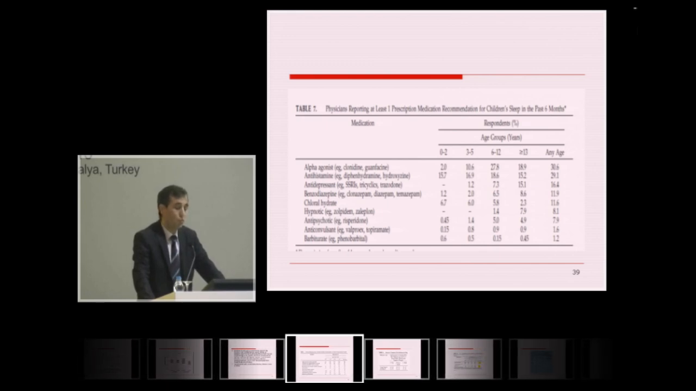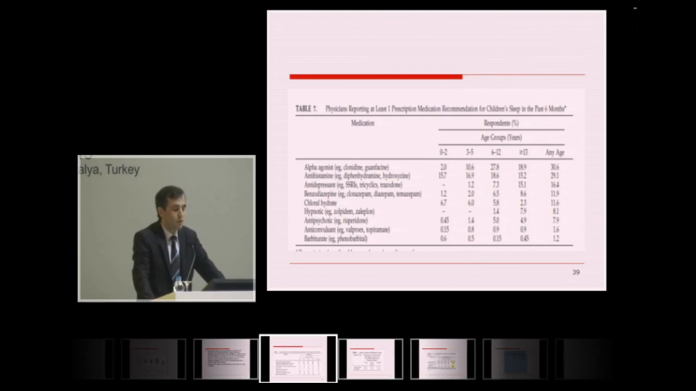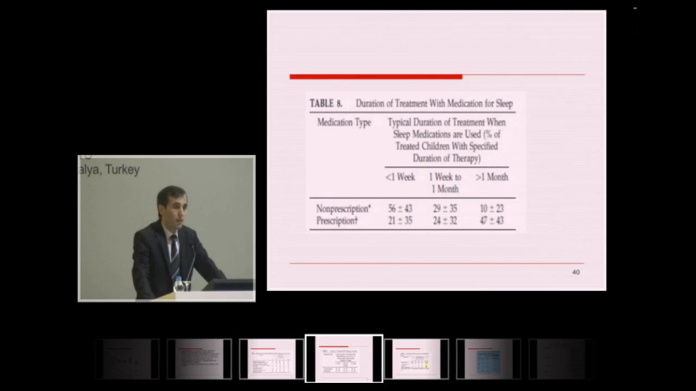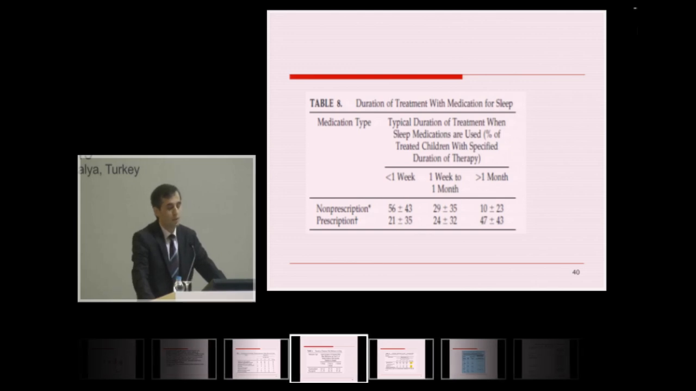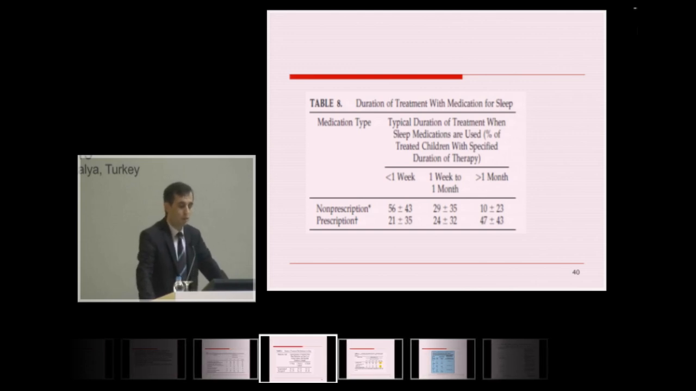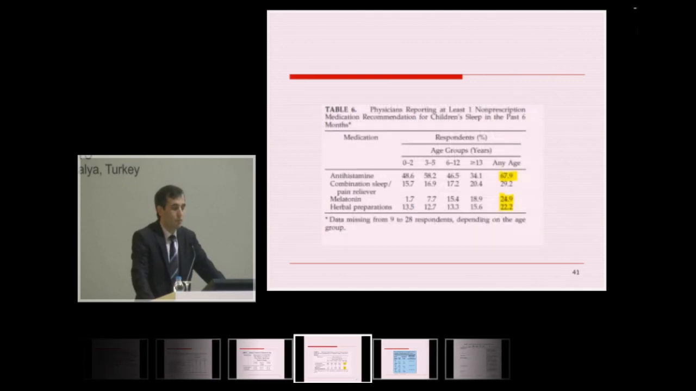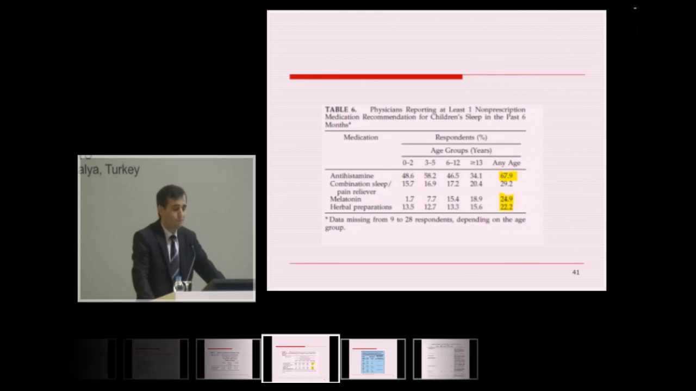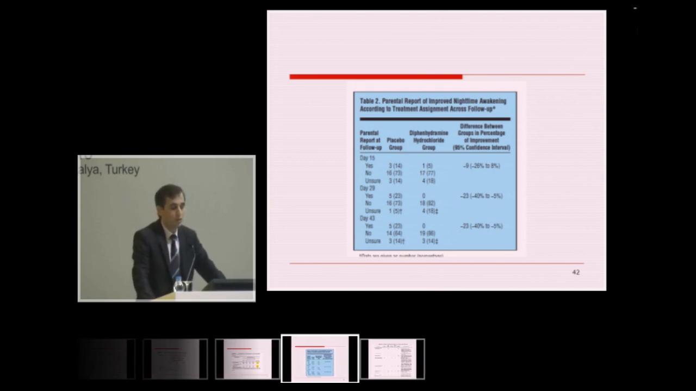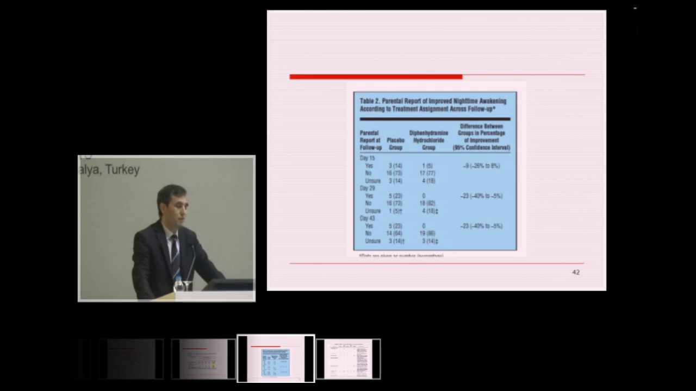When we look at the physicians reporting at least one prescription medication recommendation for children's sleep, again, antihistamine and diphenhydramine, antidepressants 16%, antipsychotics, benzodiazepine. So all those are very well prescribed, at higher levels. So non-prescription and prescription, non-prescribed drug use is also high, but they are used for fewer days. Prescription drug benefit is of course higher. Again here, antihistamine is prescribed at higher levels. Diphenhydramine, I think this is interesting because the study suggests that there is no difference between diphenhydramine and placebo.